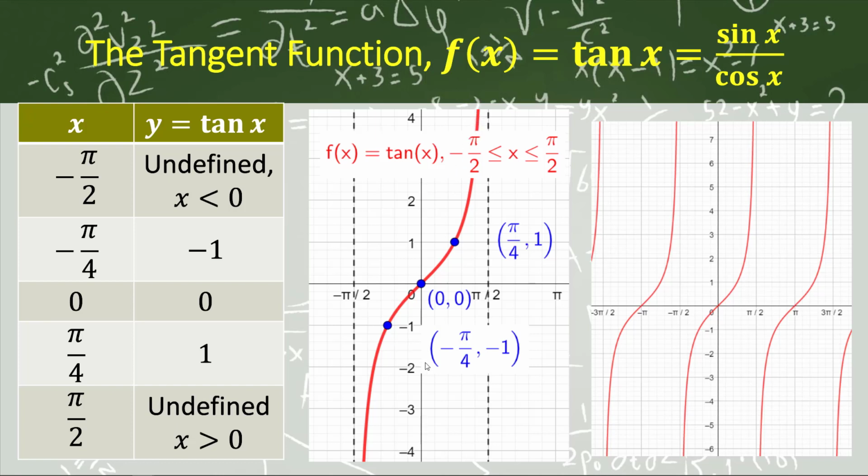So this right here is the curve for exactly one period. And over here we have the same curve for 3 periods. So as you can see, this curve repeats at every pi interval.